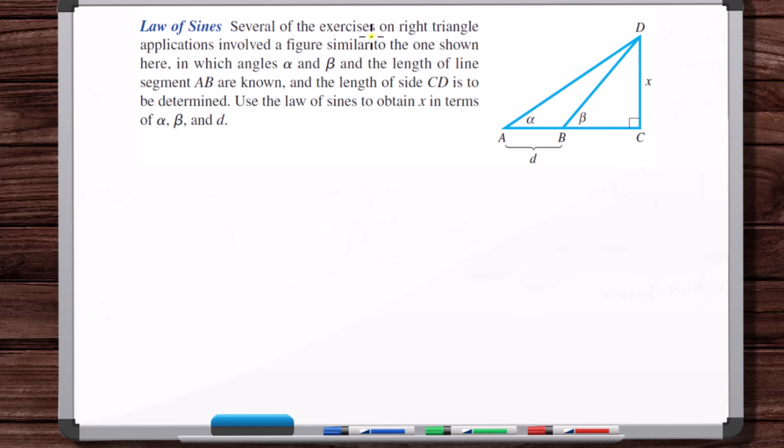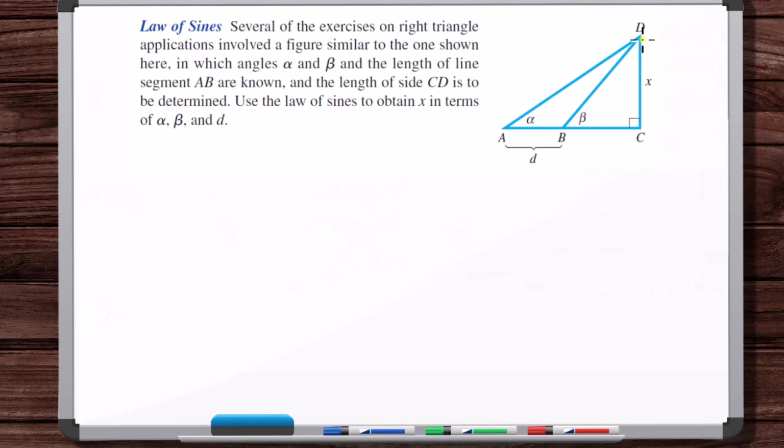Several of the exercises on right triangle applications involved a figure similar to the one shown here. For a lot of the problems where we solved right triangles in Chapter 2, we were dealing with a figure like this. What they're implying here is that there's an array of real-life applications where you deal with a geometrical figure like this.